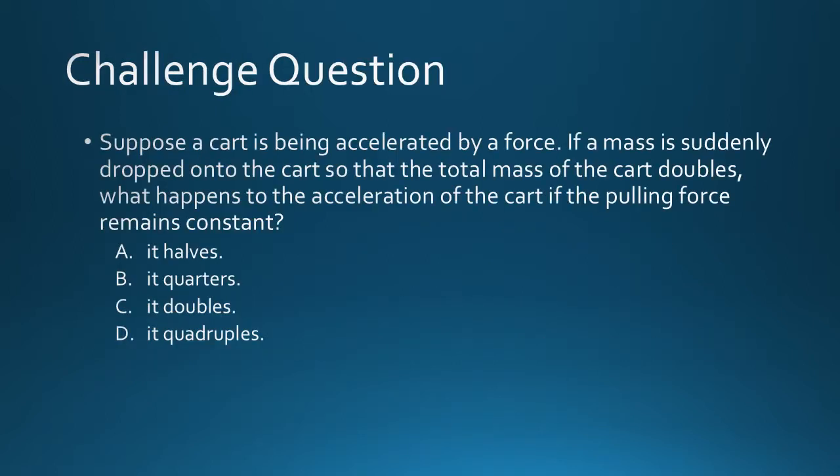So let's suppose a cart is being accelerated by some amount of force. If a mass is suddenly dropped onto the cart so that the total mass of the cart doubles, what happens to the acceleration of the cart if the pulling force remains constant? So the mass is getting more. If you said that the acceleration would double because the mass doubles, that would actually be incorrect. It halves, because mass is inversely proportional to acceleration.